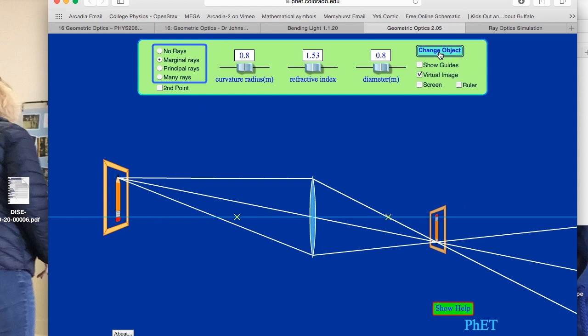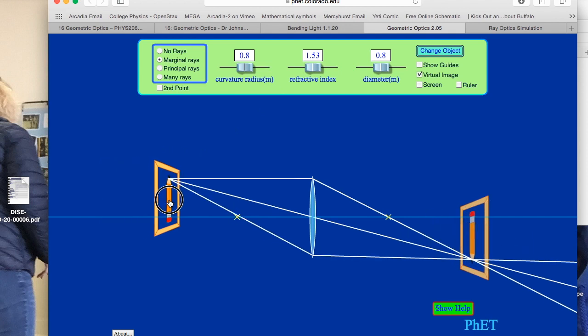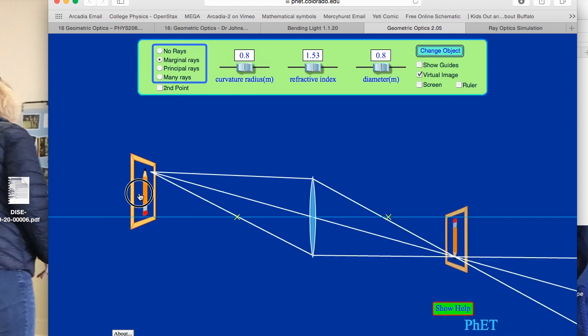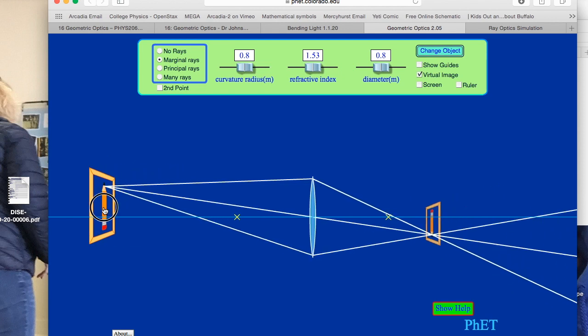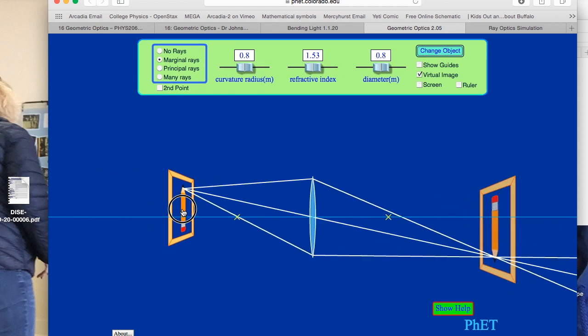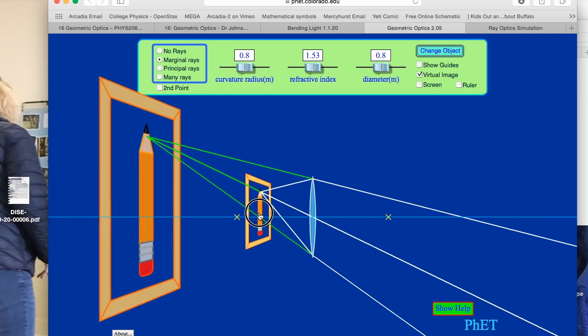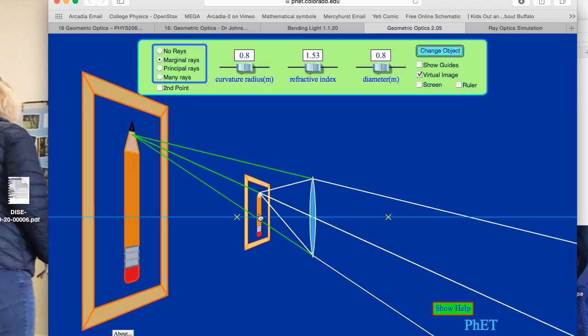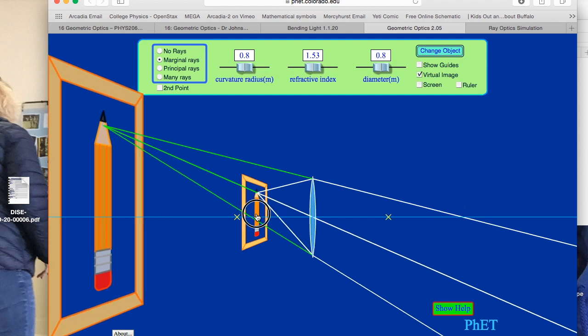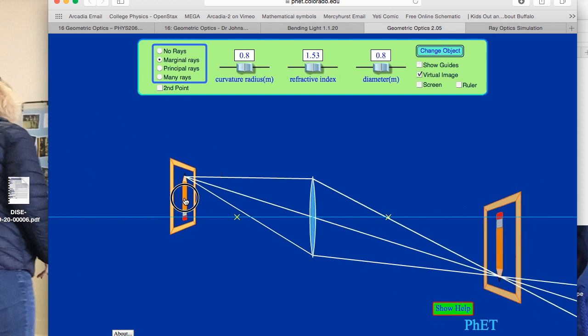You can change the object. You can change the characteristics of the lens, but the image is located some distance away depending on where the object is and depending on what the focal length of that lens is. And I can even get a virtual image, which we'll talk more about. I'm actually going to show you some examples and show you how to draw some ray diagrams when I get back to my iPad. But that's the simulation we're going to be using.